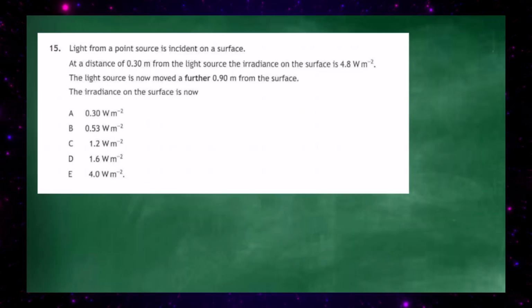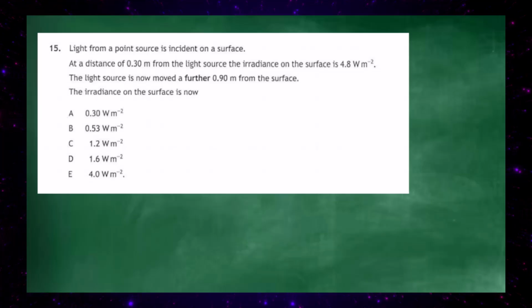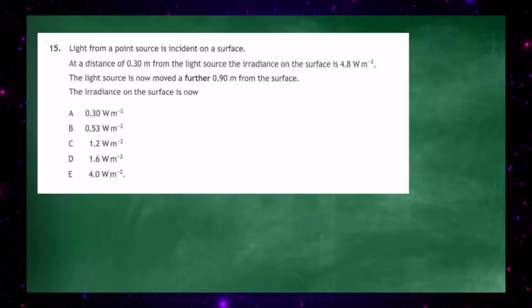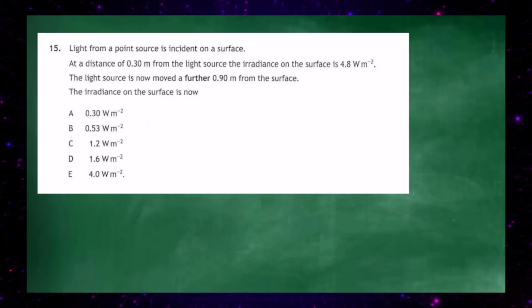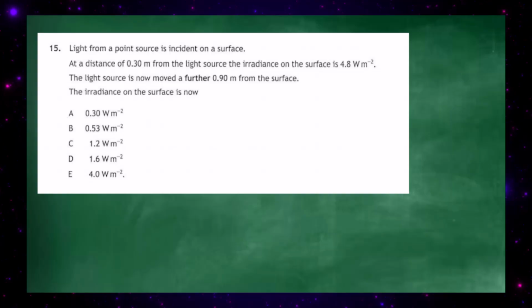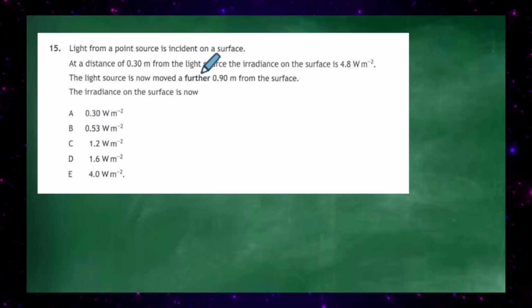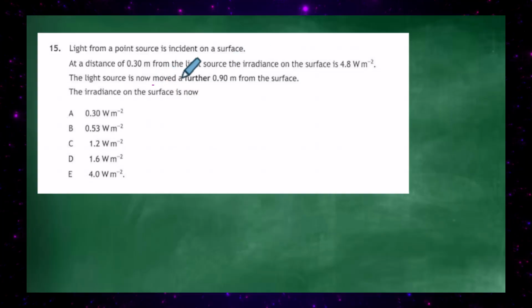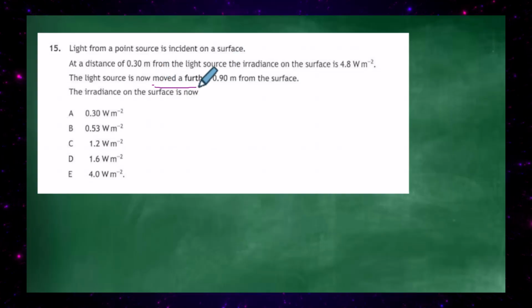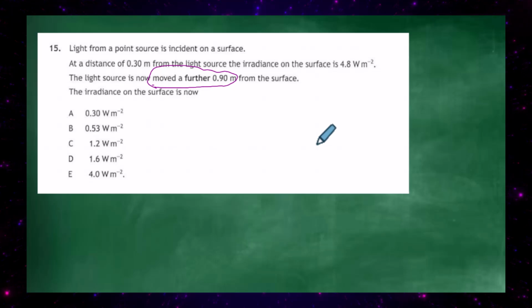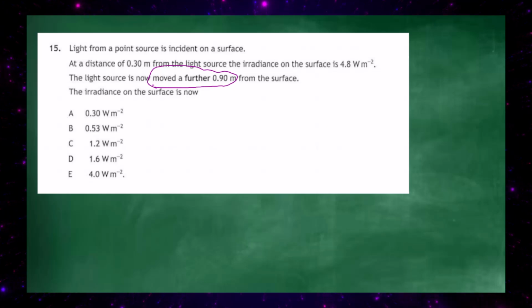Question 15. We have to be careful of this. Light from a point source is incident on a surface. At a distance of 0.3 metres from the light source, the irradiance on the surface is 4.8 watts per metre squared. The light source is now moved a further 0.9 metres from the surface, and it's this point here that you have to really watch. It's actually moved a distance of 0.9 metres further from what the original distance was. So in fact, the new distance is 0.3 plus 0.9.